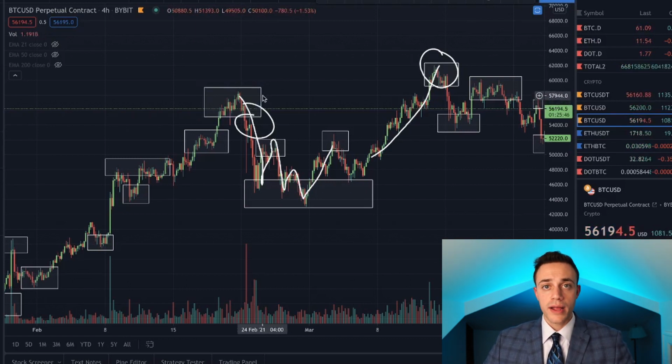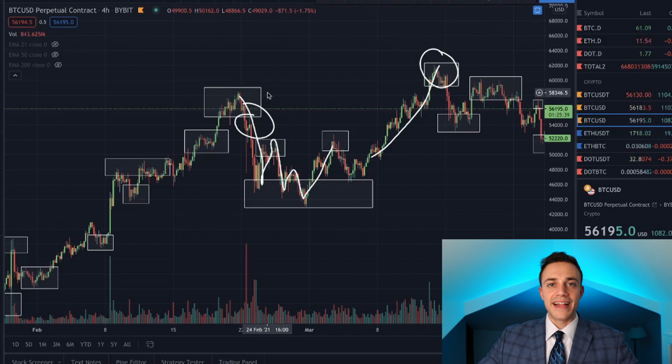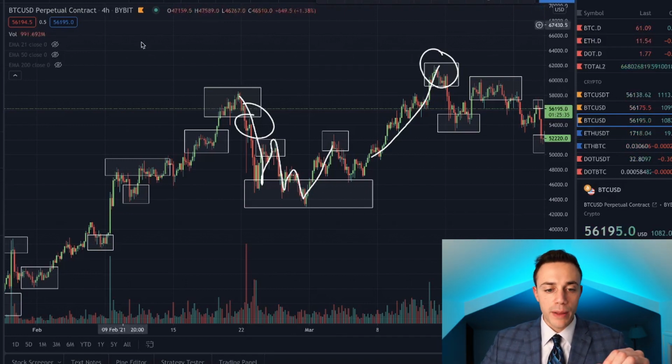the next breakout. And now what we want to do as supply and demand traders is we want to catch the move when it creates that second or third swing high or swing low. Let me explain what I mean by that right now.